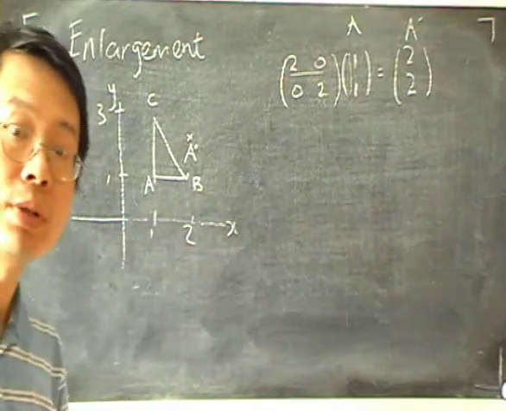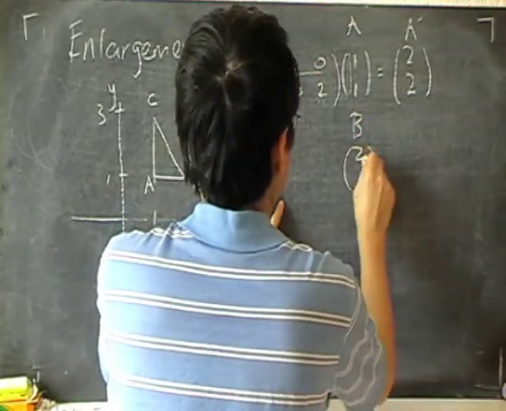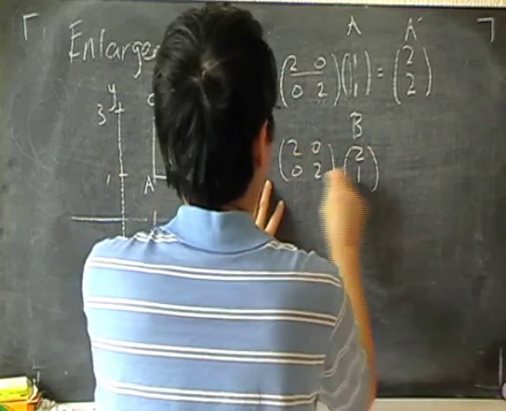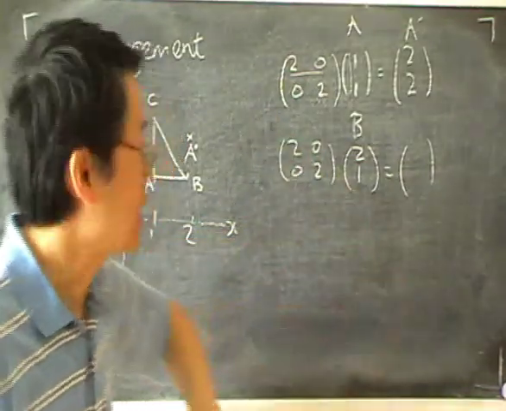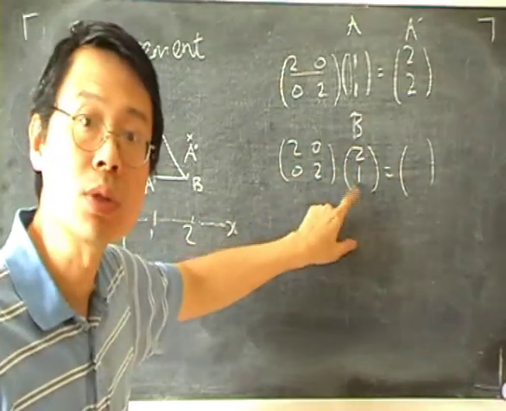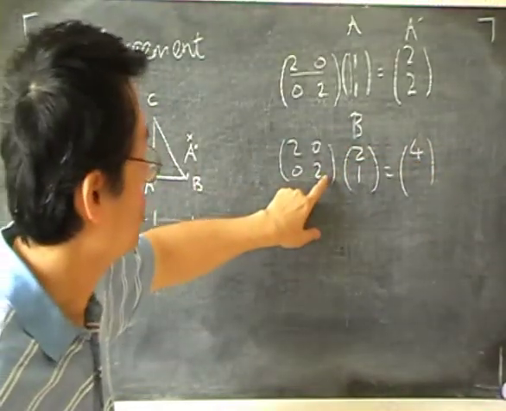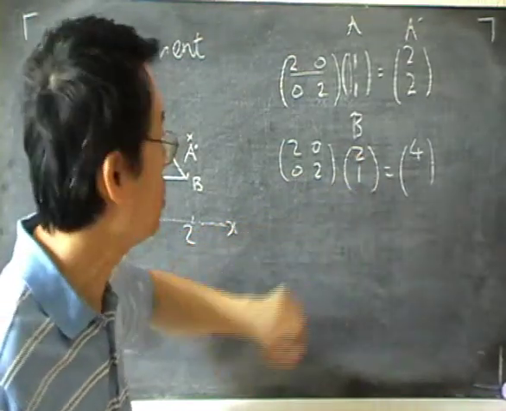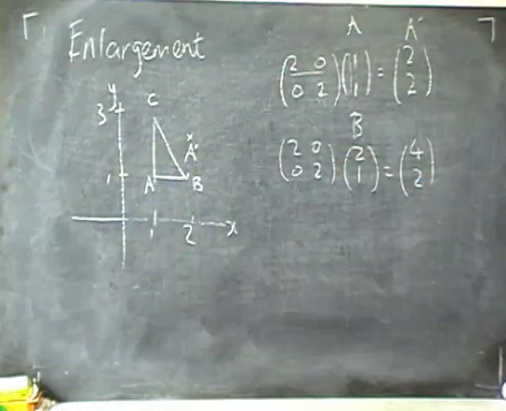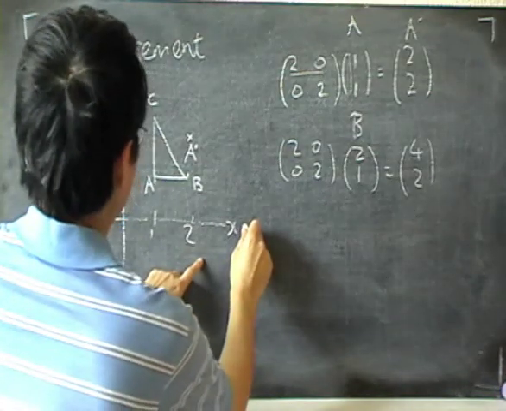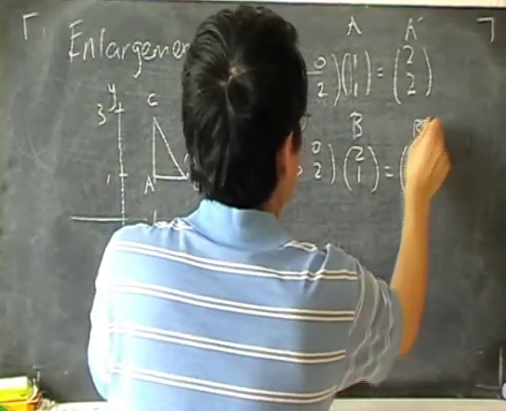Now let's do that for the point B, which is 2, 1. In the same way, we can multiply the matrix by the vector. 2 times 2 is 4, 0 times 1 is 0. And so 4 plus 0 is 4. And next row, 0 times 2 is 0, 2 times 1 is 2. So 0 plus 2 is 2. And 4, 2 is the new position. 4 is somewhere there, 2 is somewhere there. So 4, 2 is about there. That's the image for B.